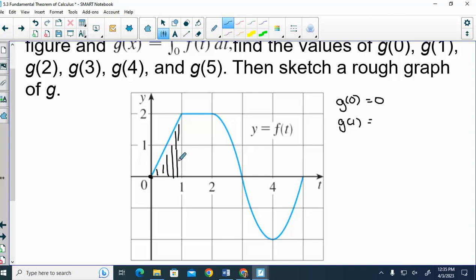Yeah, each of these squares has an area of 1. If you took this part and moved it down, it's about 1 whole square that's shaded. So g of 2. We already know this part is 1, and then we're adding in this. So what would our area be at this point? 3. Okay. g of 3.